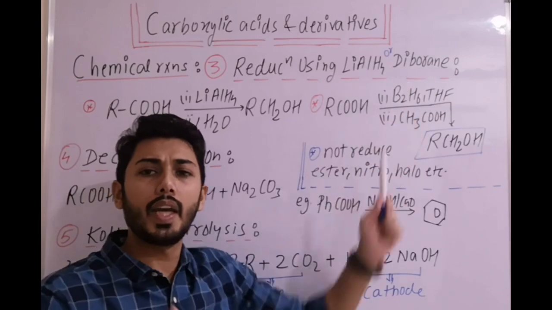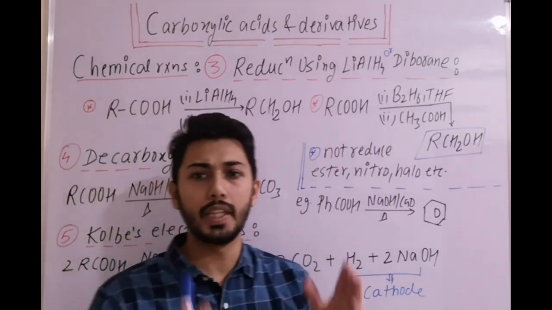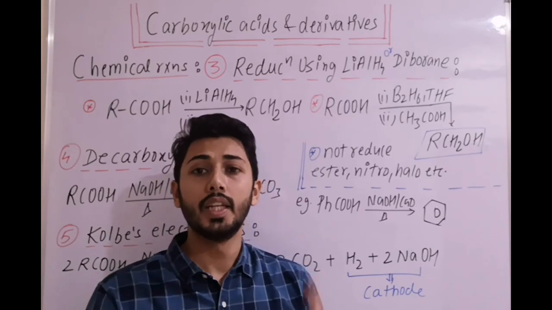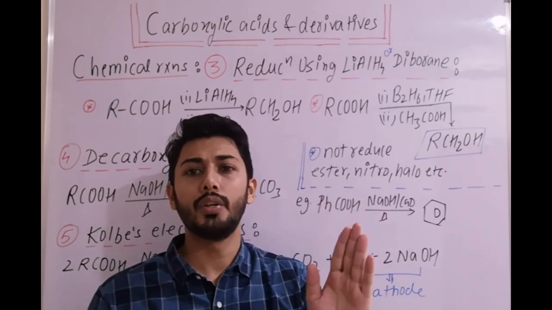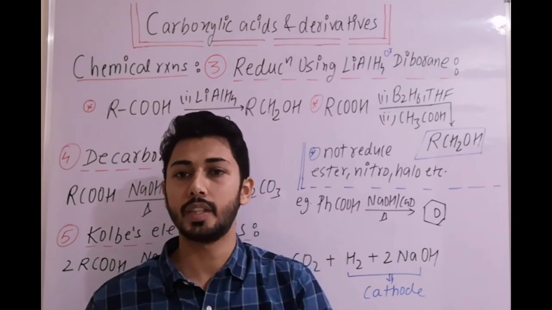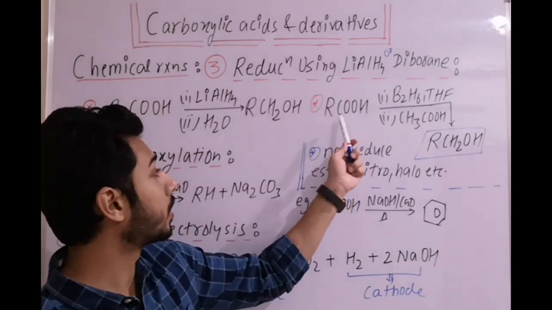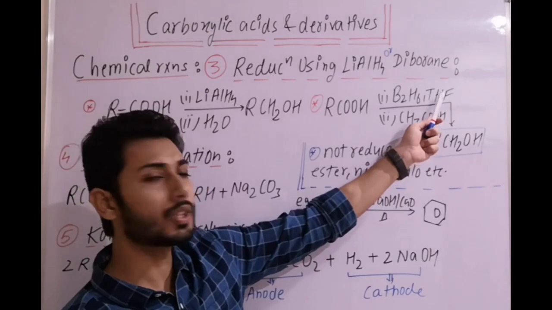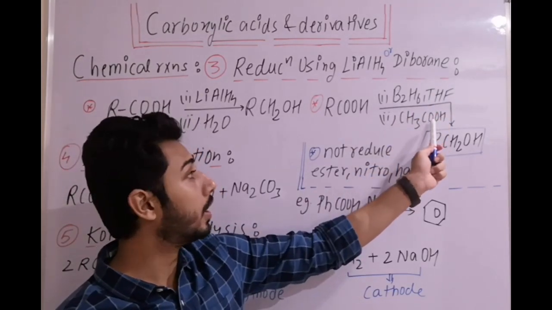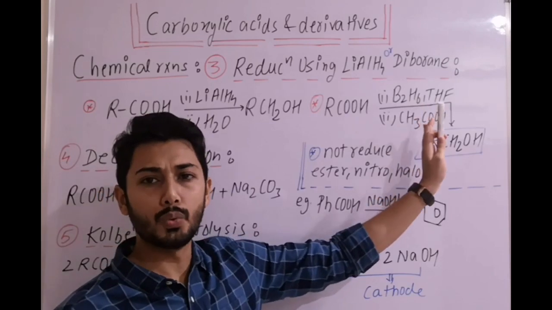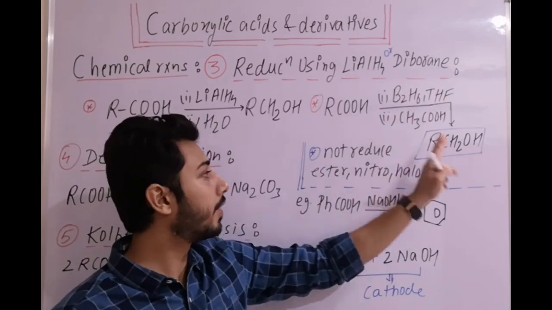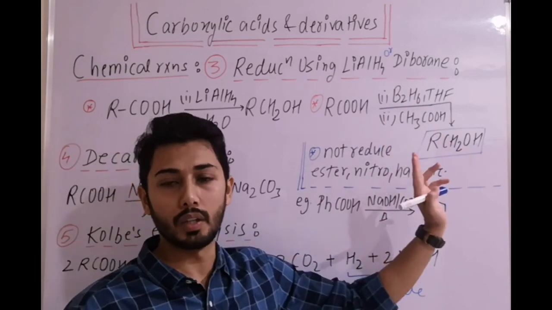Why? Because if any other functional groups are present in the molecule apart from carboxylic group, then diborane will not reduce other functional groups. It reduces carboxylic acid preferentially. Reaction: carboxylic group with B2H6/THF or BH3/THF. Second step with acetic acid or H2O. It is overall hydroboration reduction. Then finally it goes to alcohol.